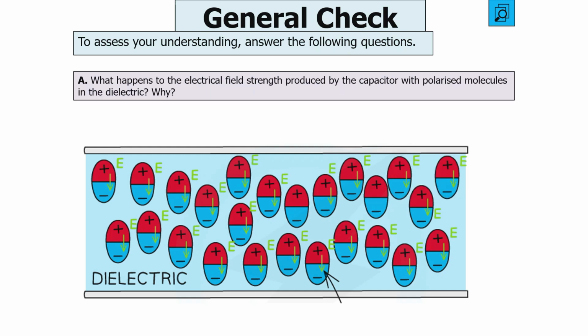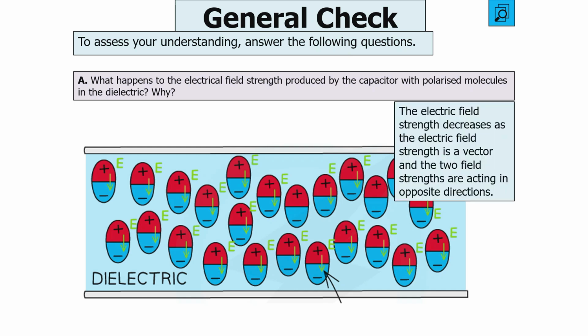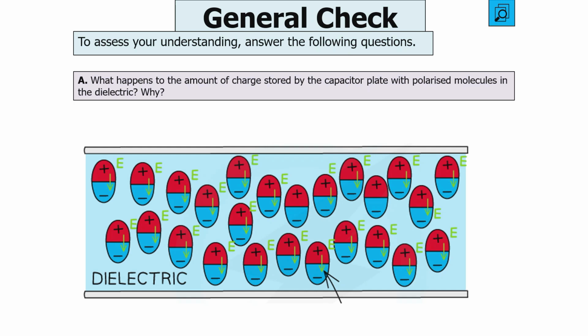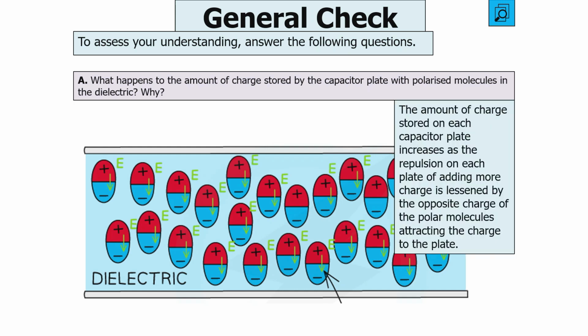What happens to the electrical field strength produced by the capacitor with polarized molecules in the dielectric, and why? The electrical field strength decreases, as the electrical field strength is a vector and the two field strengths are acting in opposite directions. What happens to the amount of charge stored by the capacitor plate with polarized molecules in the dielectric, and why? The amount of charge stored on each capacitor plate increases as the repulsion on each plate of adding more charge is lessened by the opposite charge of the polar molecules attracting the charge to the plate.